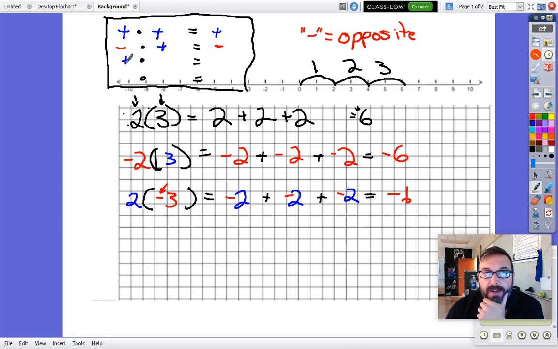Well, now I've got 3 experiments done, and I've got 1 left. All right, so what's the last one I've got to do? You're right. It is the negative times a negative. So let's take a look. Negative 2 times negative 3.